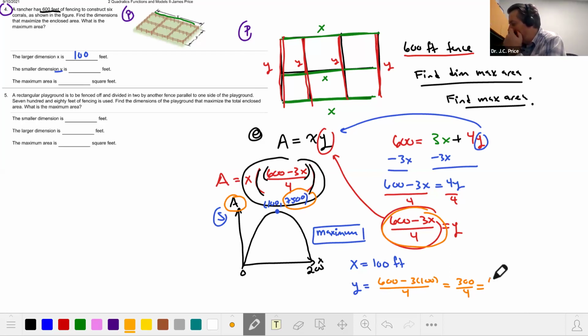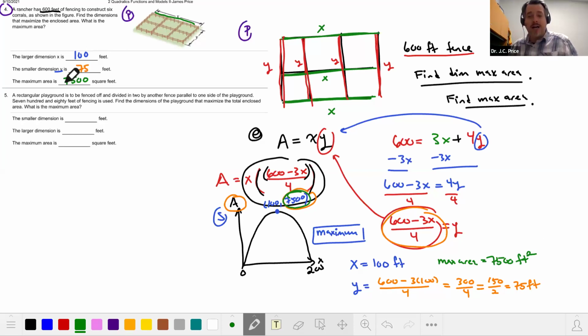I don't need a calculator, right? So it's actually 150 divided by 2 because they're both even. And I know that's 75. So that's 75 feet. So we'll put a 75 there. And then finally, this number right here is the maximum area. So the max area is equal to 7,500 feet squared. So right here, we'll put 7,500. Right, but that's the idea.